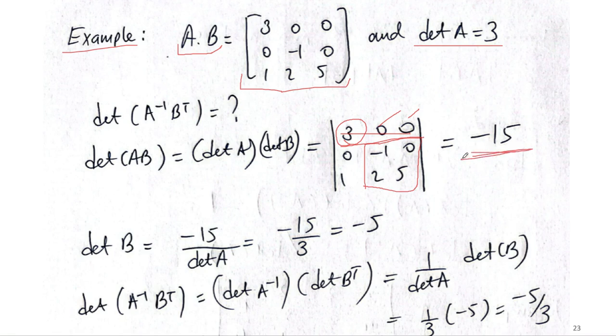Now, since we already know the determinant of A times determinant of B, and we are also given that determinant of A equals 3, then you can solve for this unknown determinant of B, right? Because this is equal to 3 now. So we obtain determinant of B equals minus 5, as we see.